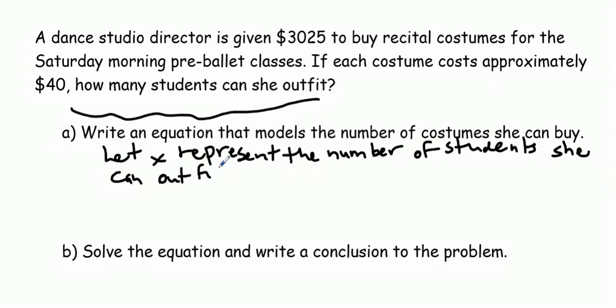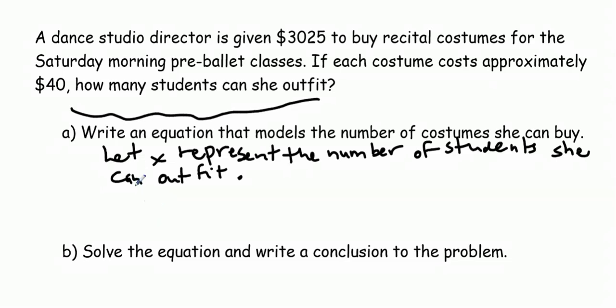Okay, now that we have our variable, and this is the way I want you to always present your let statements. You're going to use the word let. You're using all words except for that little variable there. You're not putting let X equal. You're using the word represent. Okay, it's a statement. It's a sentence.